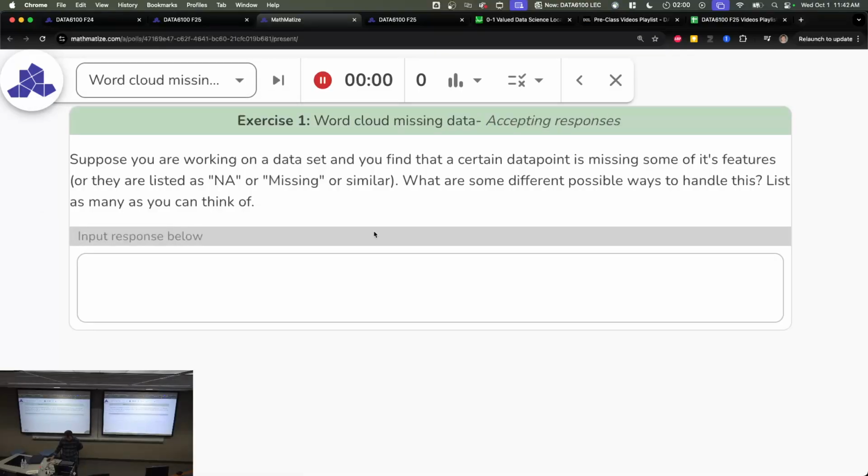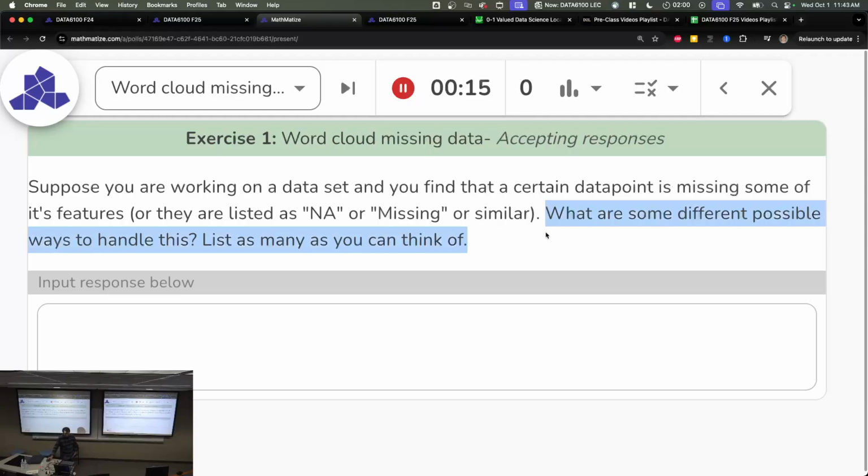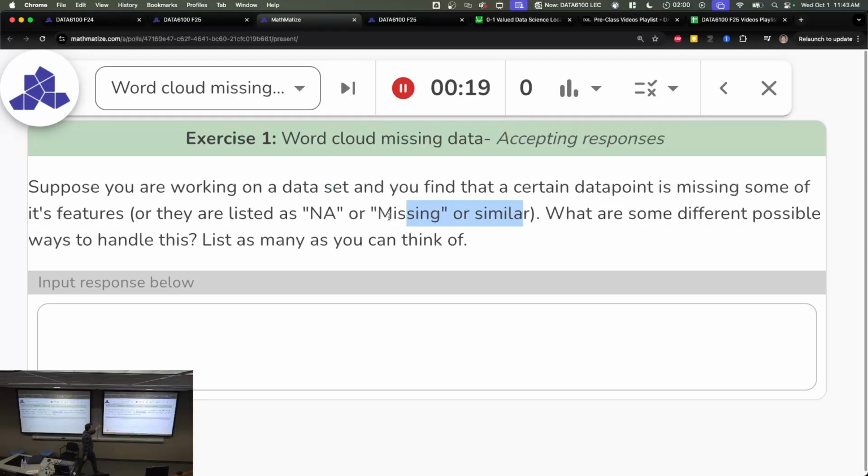Which is what to do when there is missing data. Suppose you're working on a data set and you find a certain data point is missing some of its features, or they are listed as NA or missing or something like that. There are many different ways you can handle this kind of thing. And I want you to just list as many different ways you can think of as what you could possibly do in a situation like this.